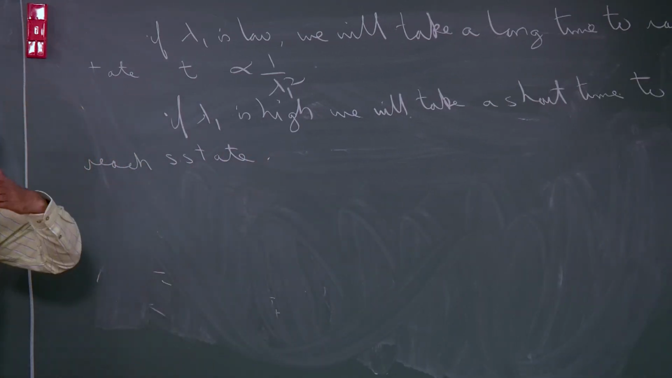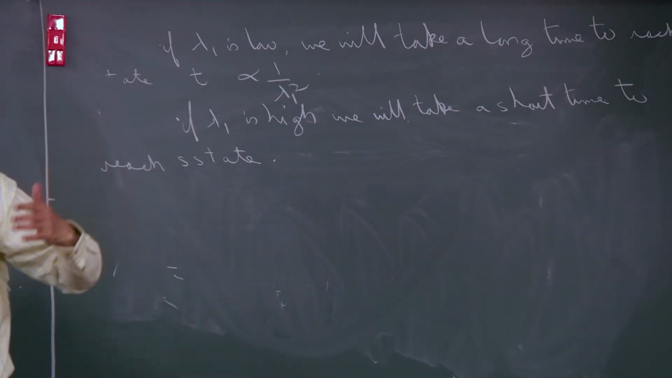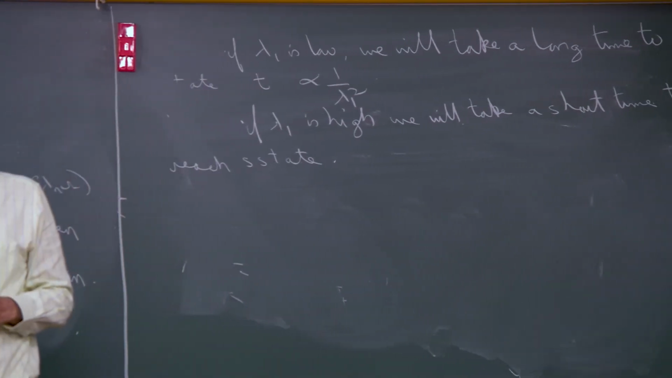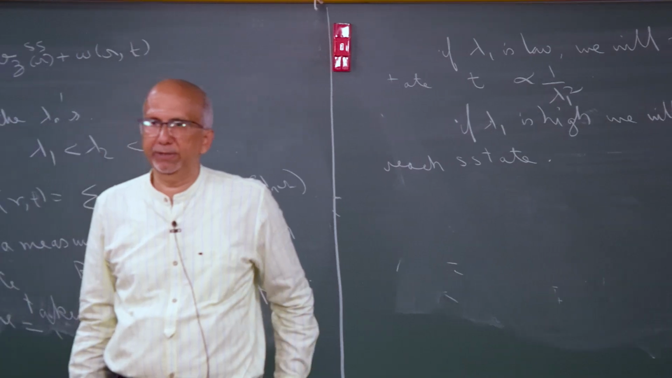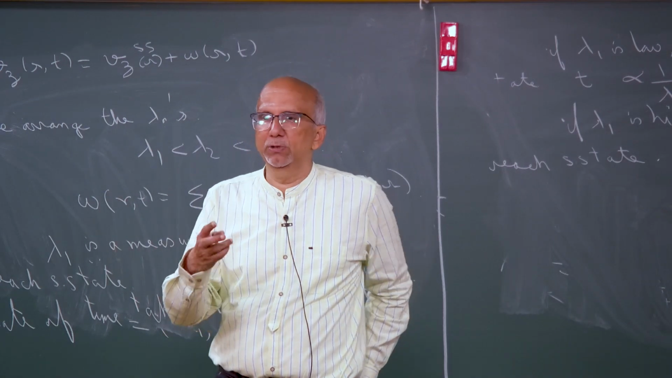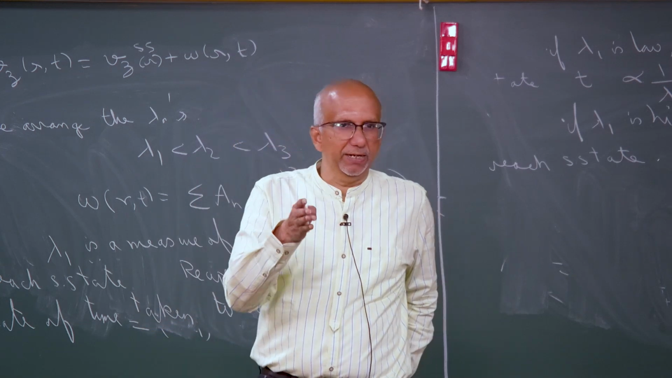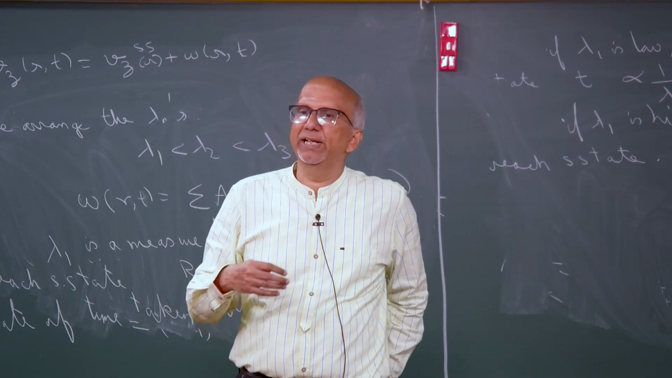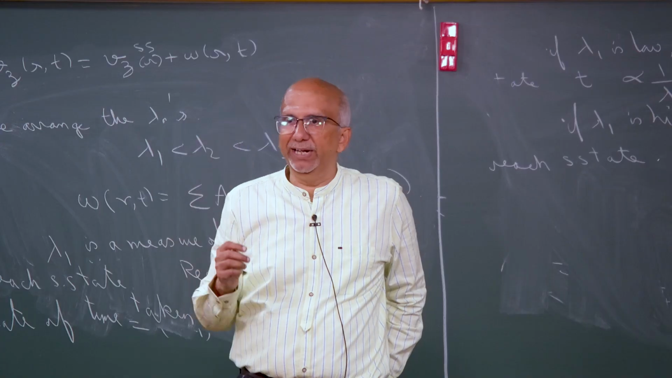Okay, I have arranged my lambdas in an ascending order. So, lambda 1 is the one which decides the time taken. All the others are going to go even faster. So, normally you will say, look, if my steady state temperature is 100, to reach 100, I may have to wait for an infinite time.